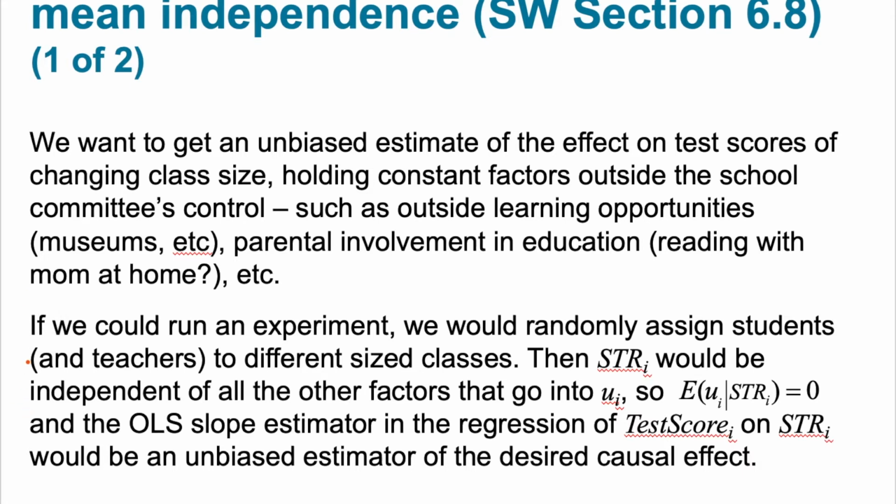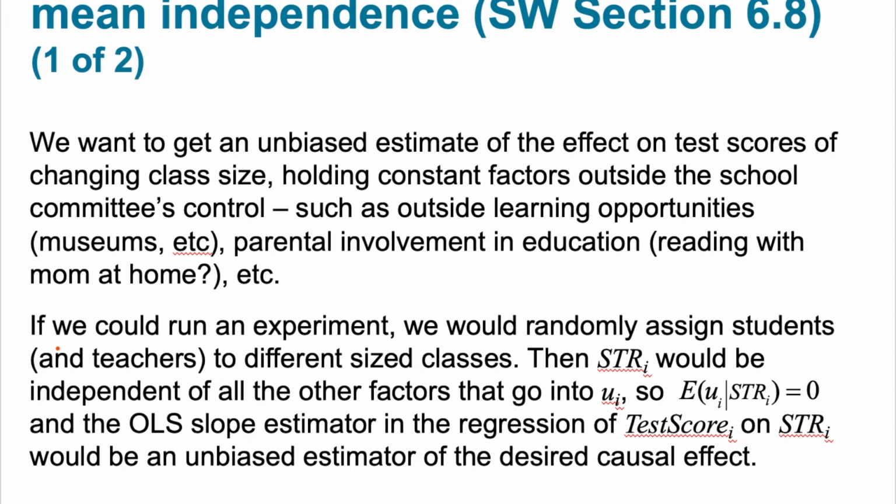If we could run an experiment, we would randomly assign students and teachers to different sized classes. Then the student-to-teacher ratio would be independent of all other factors that go into the OLS residual, so that the expected value of the OLS residual given the student-to-teacher ratio would be 0. And the OLS slope estimator in the regression of test score on the student-to-teacher ratio would be an unbiased estimator of the desired causal effect. Recall that we have defined the causal effect as the effect that we would estimate in an ideal randomized controlled experiment.